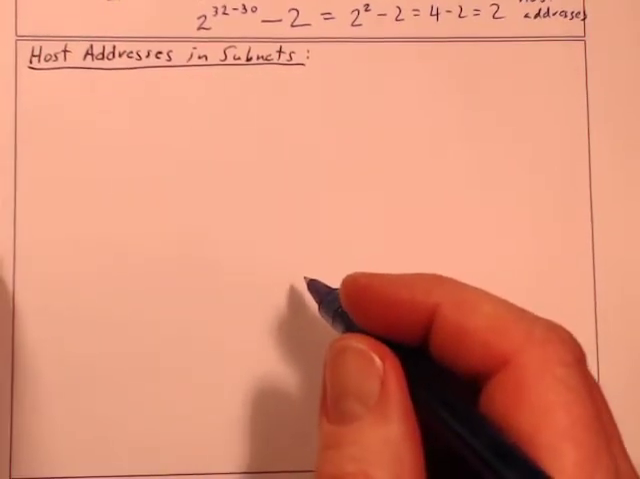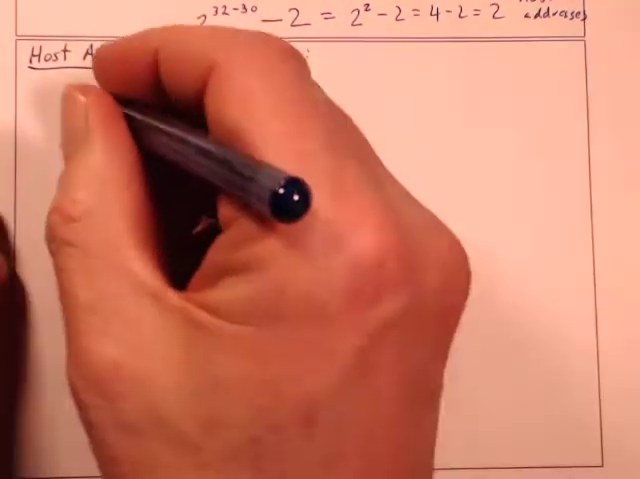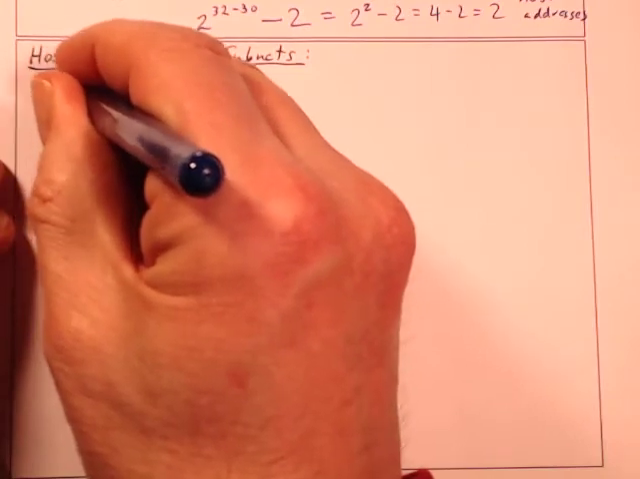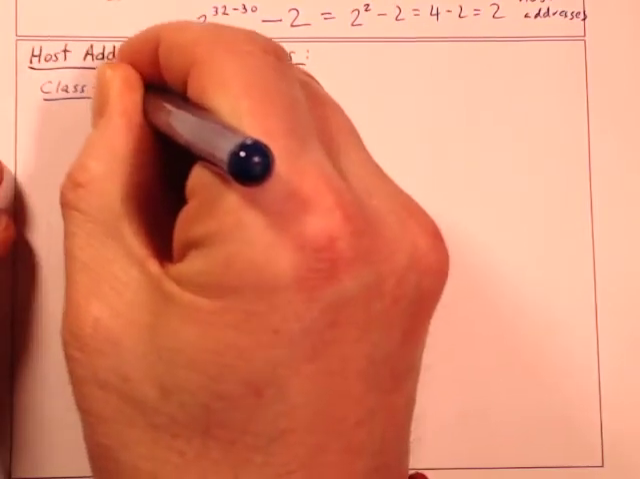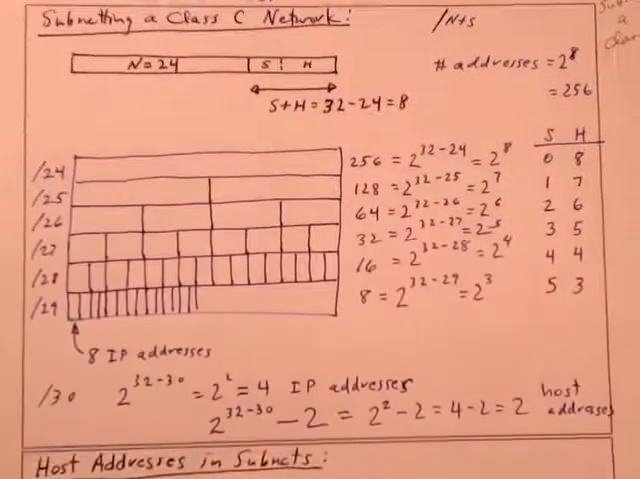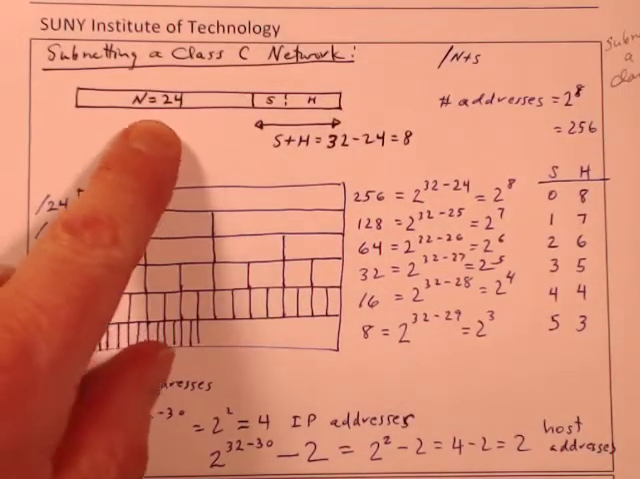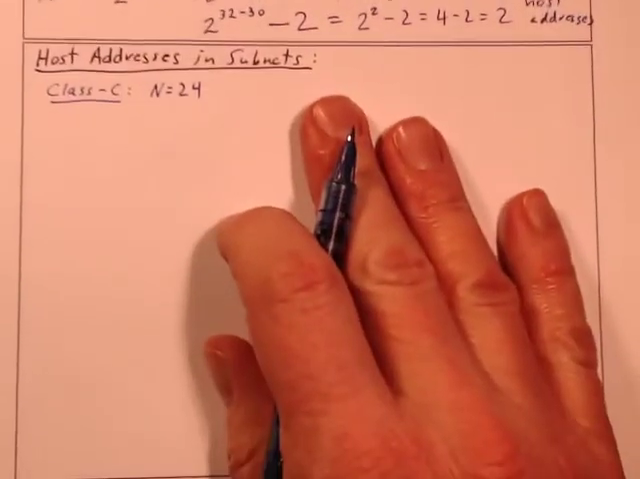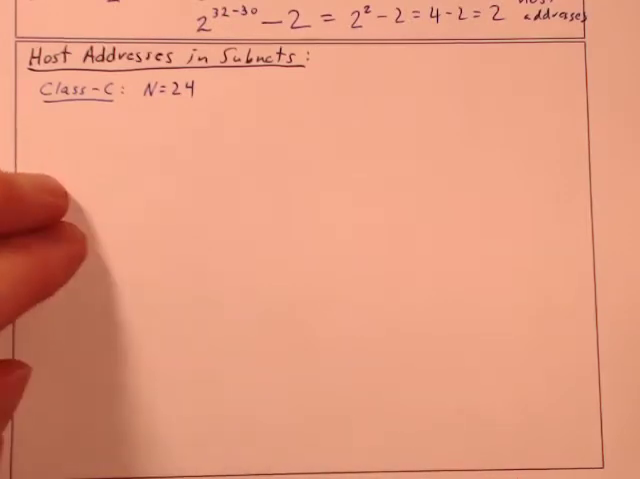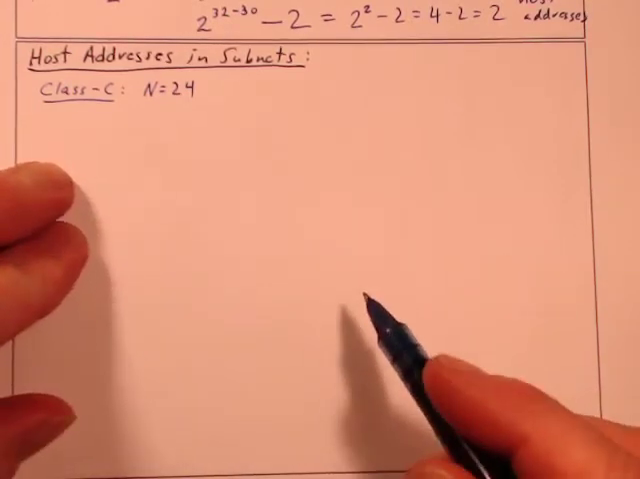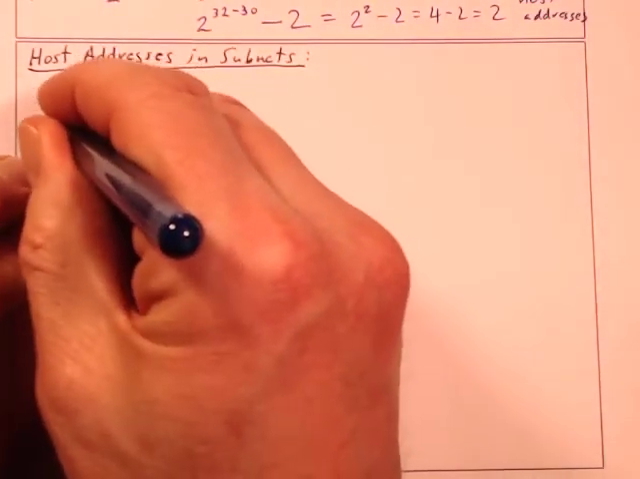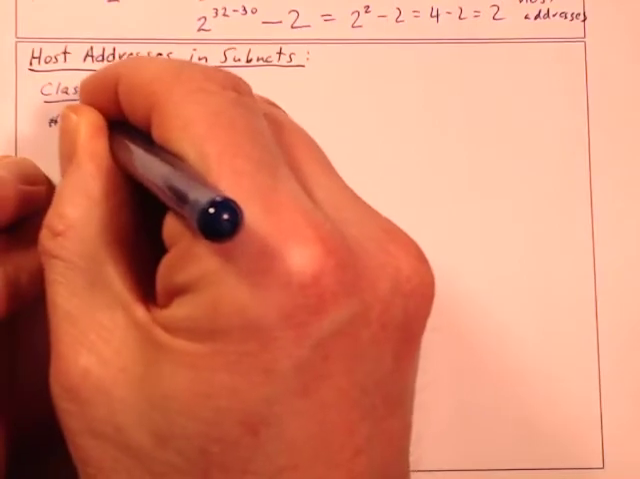So we're going to start with the idea of a slash. We're going to start with the Class C network, and in that case n is equal to 24. That is, the first 24 bits of our IP address are fixed by the network number, and if we don't subnet this at all, then we're going to have the number of IP addresses.